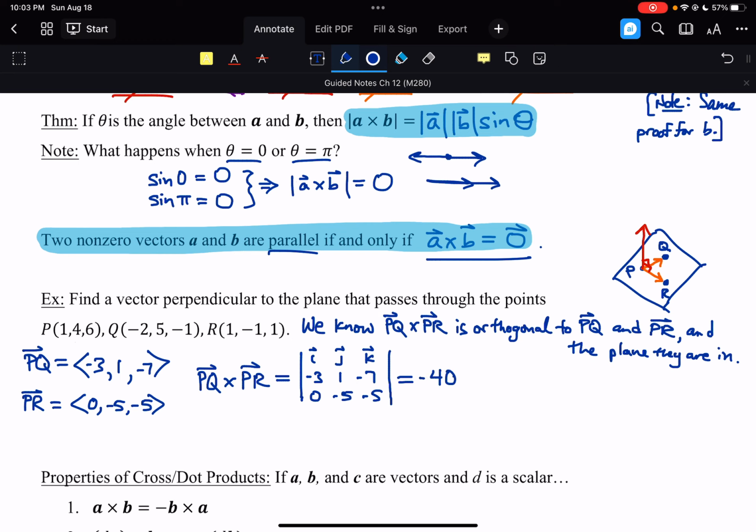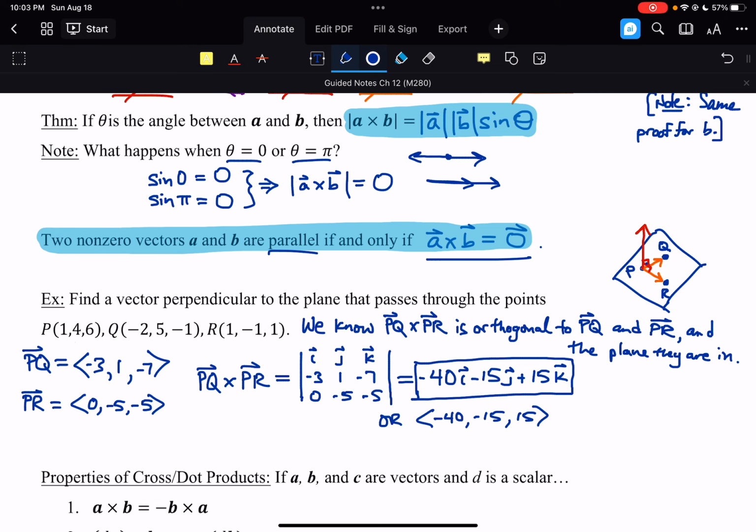So the answer we should get is -40i minus 15j plus 15k. So this would be one version of the answer. Since we did these ones in the bracket form, you could go ahead and put it this way as well: -40, -15, 15.